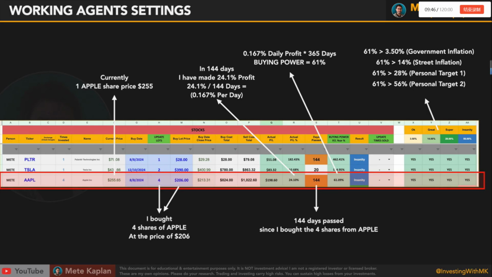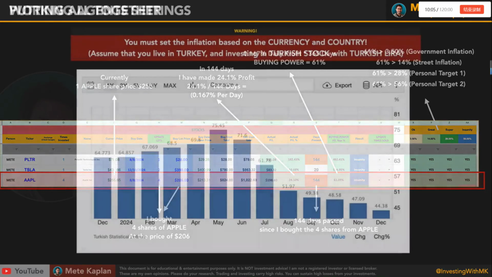61% beats okay, great, super, and insanity targets, all of them. So I beat government inflation, street inflation, my personal target 1 and personal target 2. It means that with this Apple stock, with this agent, obtaining great buying power, it is just amazing.